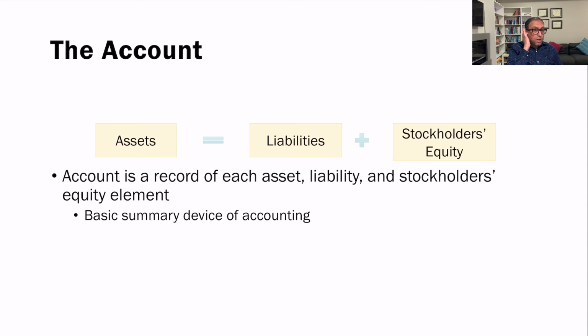And it also gives us a good idea that out of whatever assets the businesses have, how much is owned or has an interest by the owners, and how much is by borrowing, just by simple borrowing. So an account is a record of each asset, liability, and stockholders' equity element. So that's the first thing that we have to record: the assets, liabilities, and shareholders' equity. It is the basic summary device of accounting.